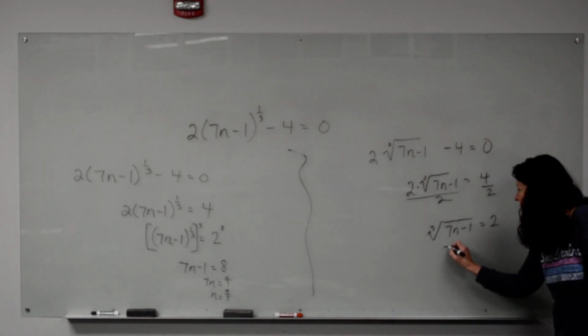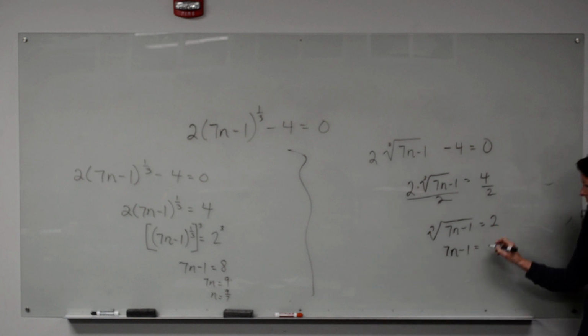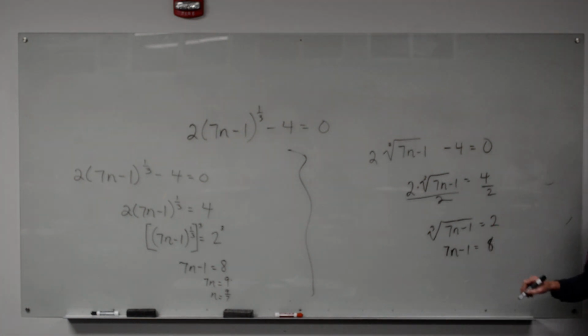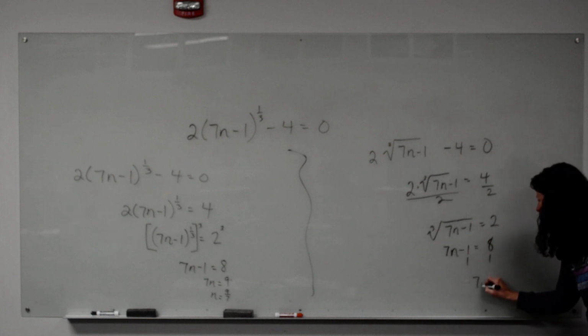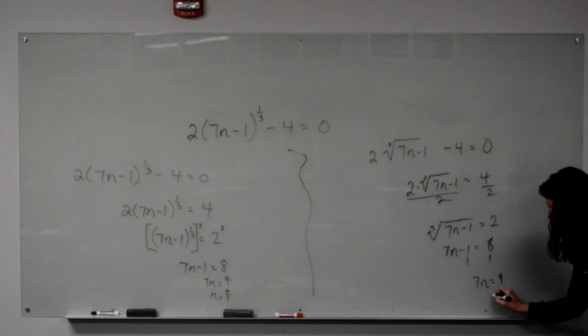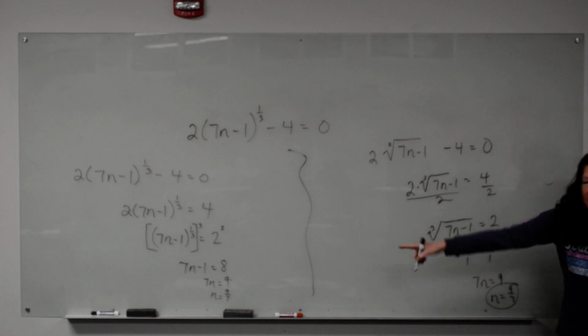When I cube this side, I get 7n minus 1. What do I get when I cube 2? I get 8. And then I proceed to do the finished problem. So I add 1, so 7n equals 9. n is equal to 9 over 7. That's much easier. Same thing I got there.